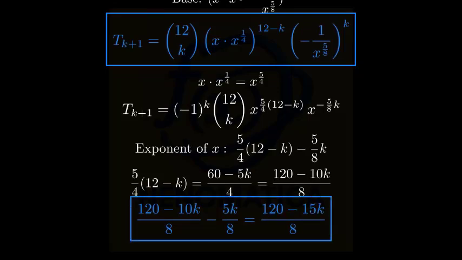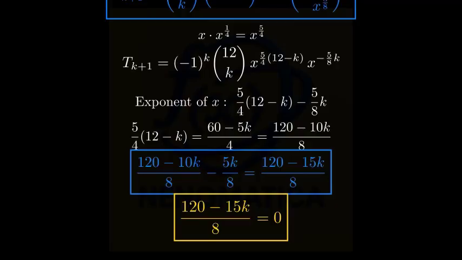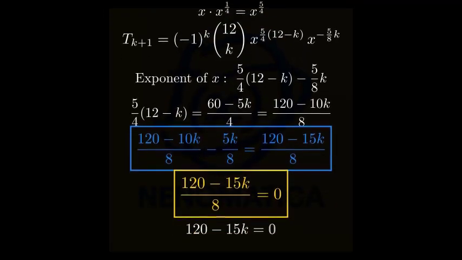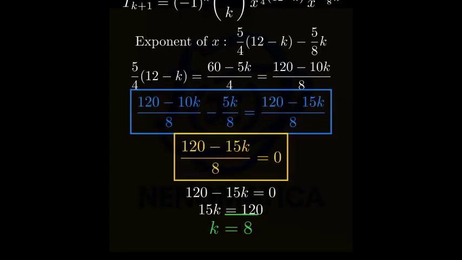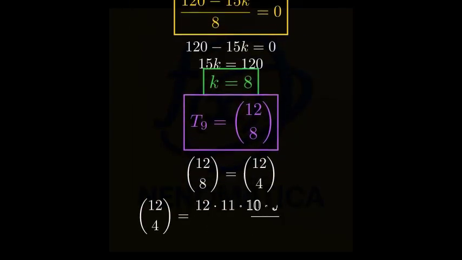Step 6. The independent term is the term where the exponent of x is 0. So we set (120 minus 15k) over 8 equal to 0. Multiply by 8 to get 120 minus 15k equals 0. That gives 15k equals 120, so k equals 8. Step 7. Since t sub k plus 1 corresponds to k plus 1, with k equals 8, the independent term is t9. Its coefficient is 12 choose 8, which equals 12 choose 4, and that equals 495.